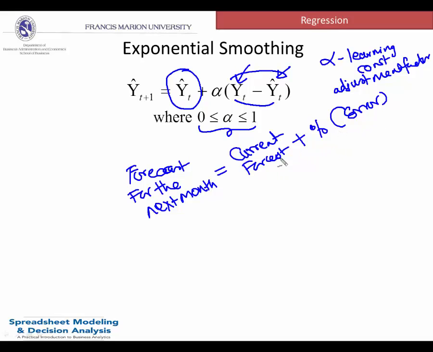So let's say your alpha is 30%. If you have forecasted less than your actual, then obviously the error is positive, and so your current forecast gets adjusted by 30% of your error. So the next forecast for next month will be more. However, if you have forecasted more than what you should have had, it takes that error and reduces it by 30%. Okay? So this is what exponential smoothing does.